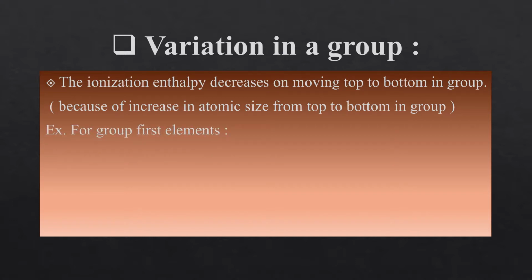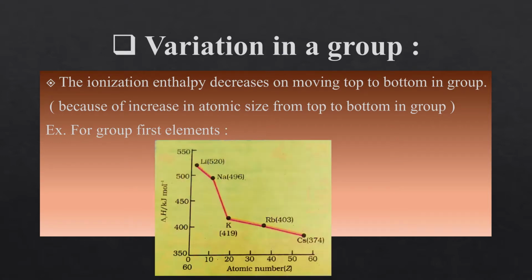And for group first elements, here we can see the trend. Lithium will have the higher ionization enthalpy because of its smaller size. Then after lithium, sodium will have the lower ionization enthalpy because removing an electron from it will be easier. The holding capacity of its outermost shell for the electron from the nucleus will be less, so removing the electron from there will be easy, so ionization enthalpy will decrease in comparison to lithium.